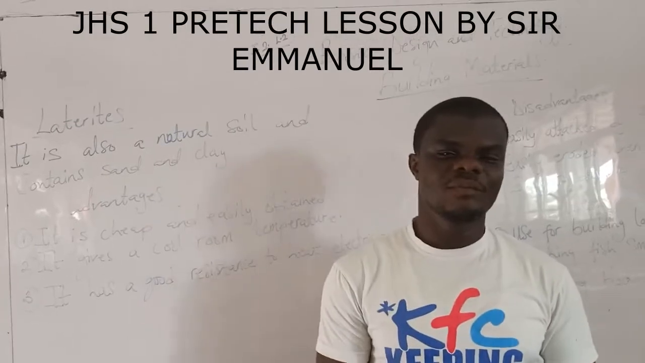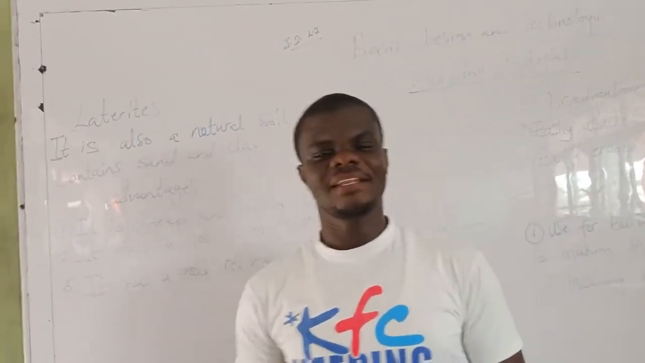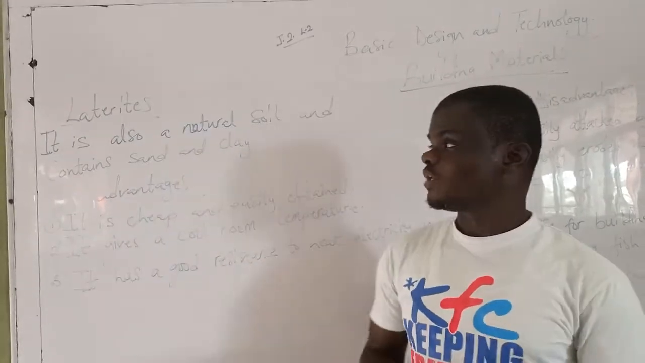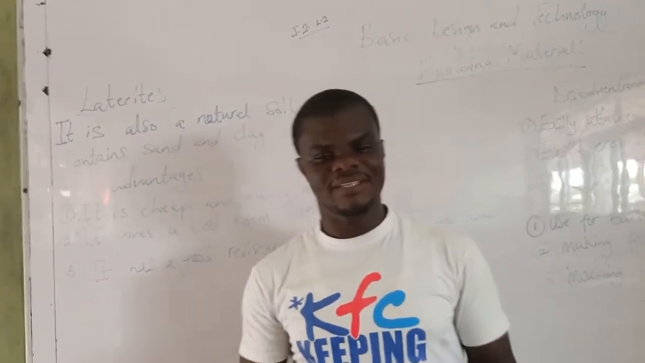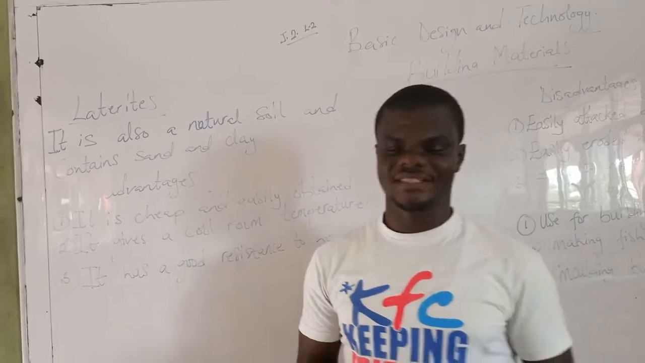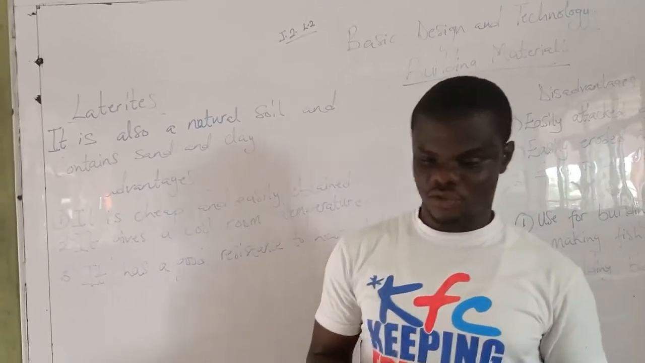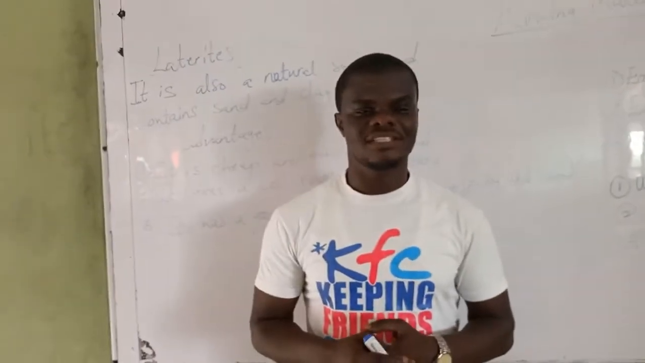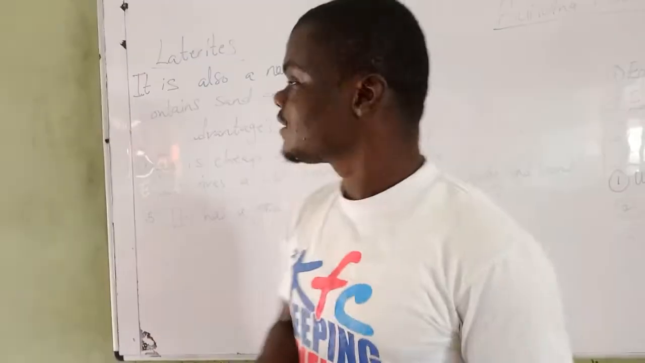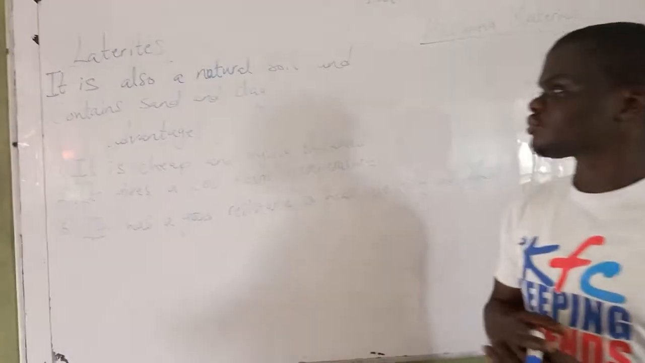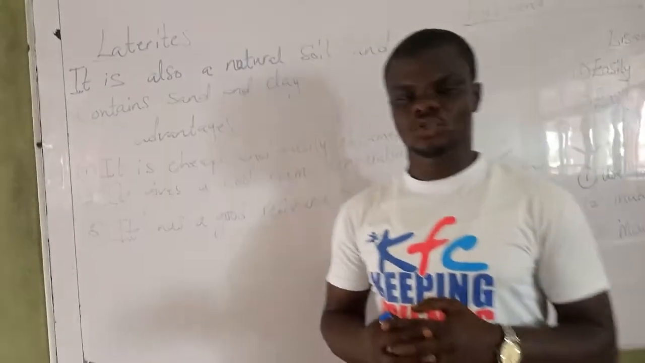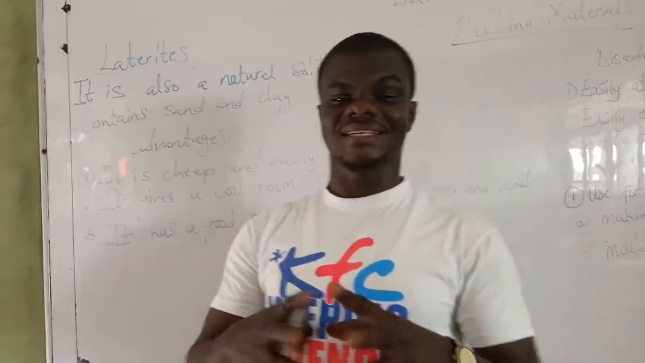The last time we met, we spoke about the binding materials, which was the lime and the clay. Good. Today we are going to talk about another type of material, which is called laterite. Now, laterite is something that most of you have seen before, but you didn't know that it is called laterite. Laterite is a natural soil which contains sand and clay.